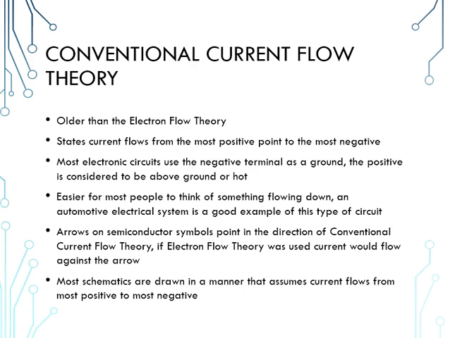Now, a lot of the symbols that we use in our schematics, especially for our semiconductors, use arrows on the symbols, and whenever they were made, we were going by the conventional current flow theory, so the arrows were pointing in the direction that they thought the current flowed in. And so if you're using electron flow theory, the current would flow against the arrow, or the arrow would be pointed towards the more negative side of the circuit.